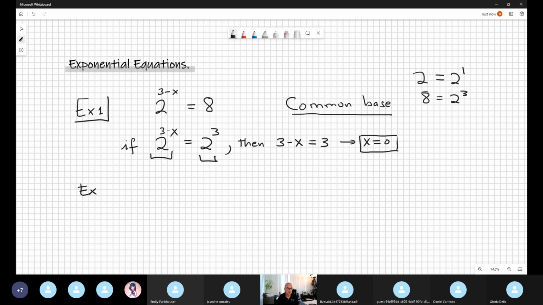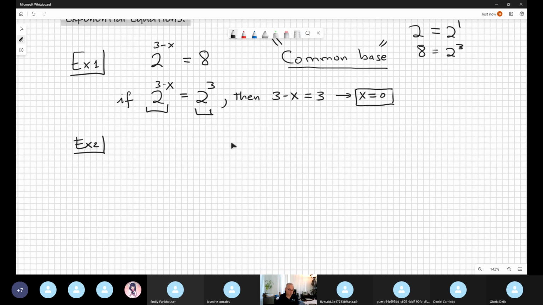Yes. Okay, this is the technique, the first technique we use. Find the common base. It is not always possible. So when it's impossible, we explain another more sophisticated way. Example 2.